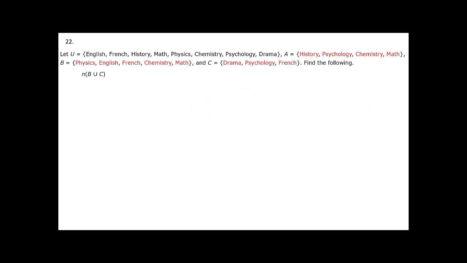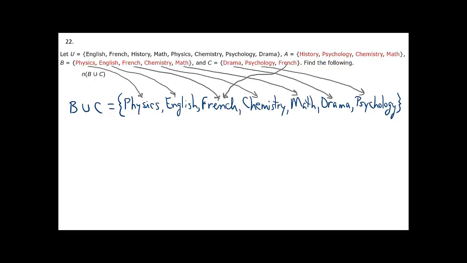Let U be the universal set which consists of English, French, history, math, physics, chemistry, psychology, and drama, and then they've got several other sets, and they've asked us to find the union of B and C. Well, union means just throw them all in.